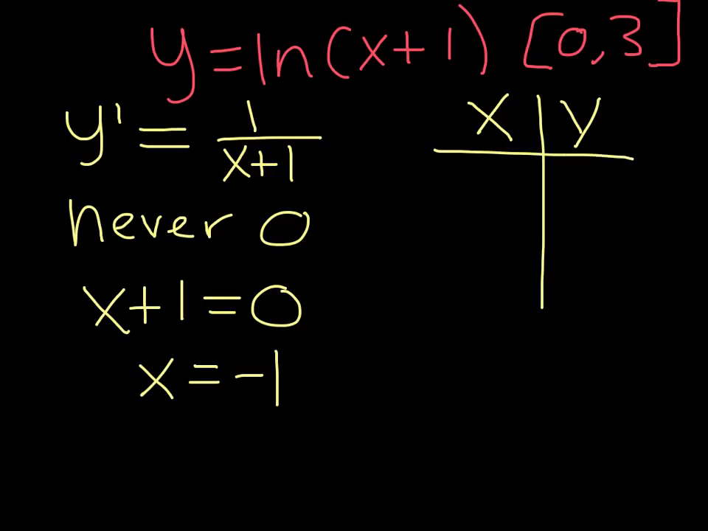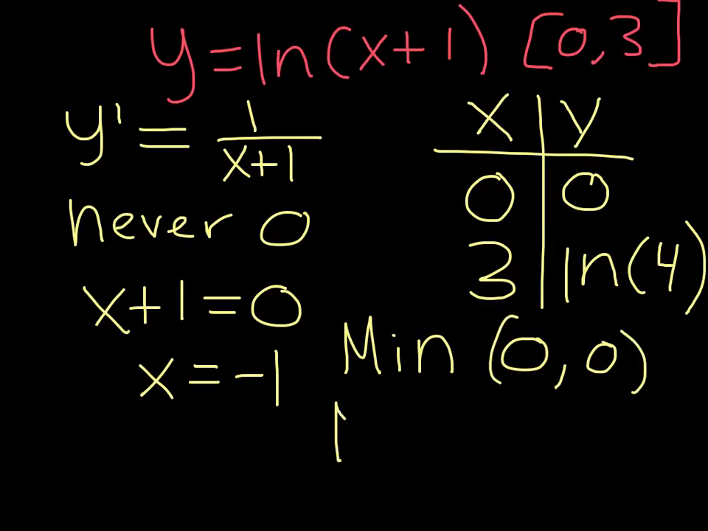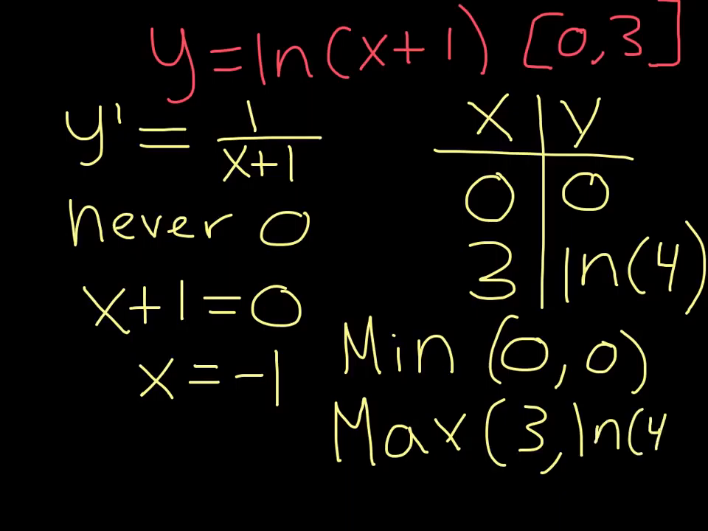Since we don't have any critical points, we need to include our endpoints, which are 0 and 3. To find the y values, we are going to plug it into the original function. So we have the ln of 0 plus 1, which is the ln of 1, which is 0. Then we have the ln of 3 plus 1, which is the ln of 4. Therefore, our absolute min is at 0 with a value of 0, and our absolute max is at 3 with a value of ln of 4.